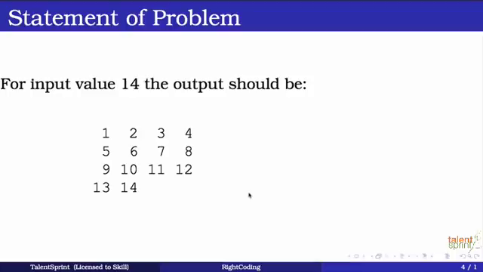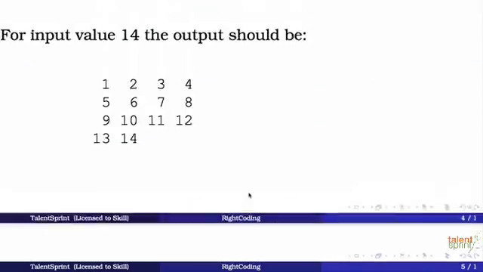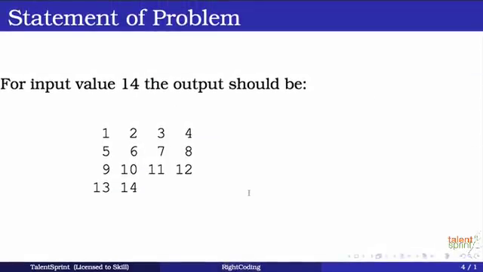The method specifications that you need to take care of is, if the value is not between 1 and 99, you go ahead and return -1. Otherwise, if the value lies between 1 and 99, we return the numbers in the range as the string that is specified here. Alright, so let's jump into the code.